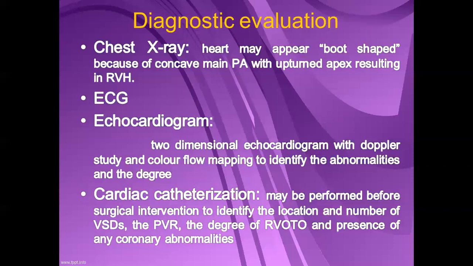Echocardiogram: a two-dimensional echocardiogram with Doppler study and color flow mapping to identify the abnormalities and the degree of the problem, which is one of the key tests to diagnose the problem. Next, cardiac catheterization. This may be performed along with a surgical intervention to identify the location and number of ventricular septal defects, the pulmonary vascular resistance, the degree of right ventricular outflow tract obstruction, and the presence of any coronary abnormalities.